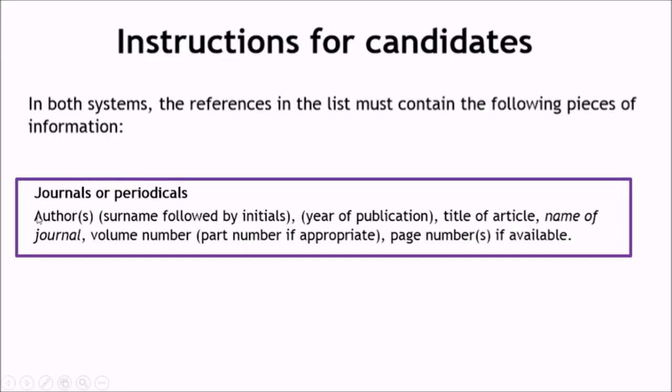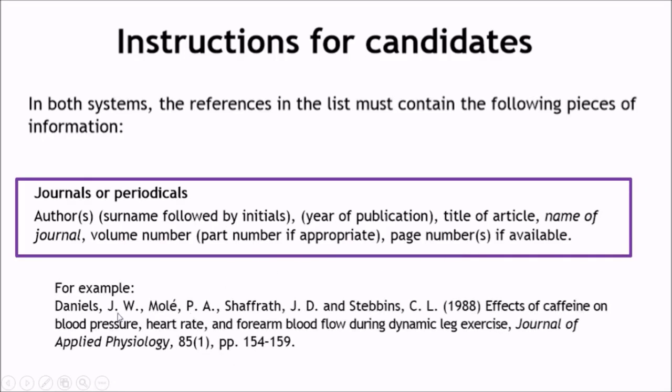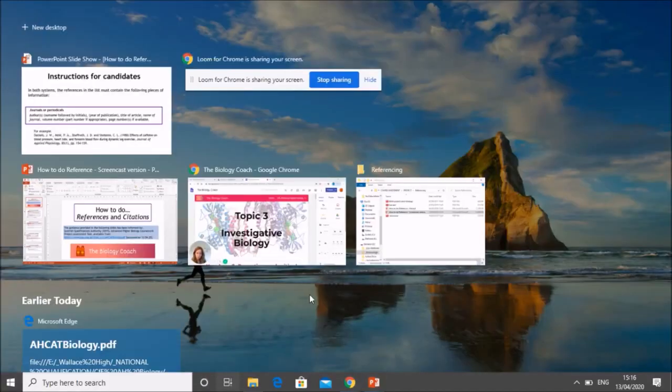information from. In this case, you need to find the author, again, surname before initial, when it was published, the title of the article, the name of the journal in italics, the volume number, in brackets, the part number or the issue number, and then page numbers. Okay, so an example might be here. So this is your full list.